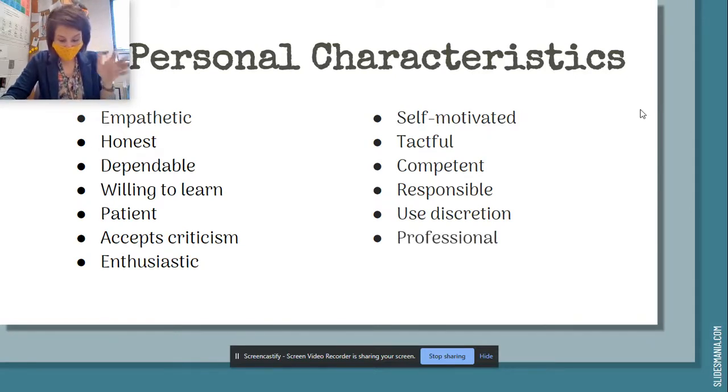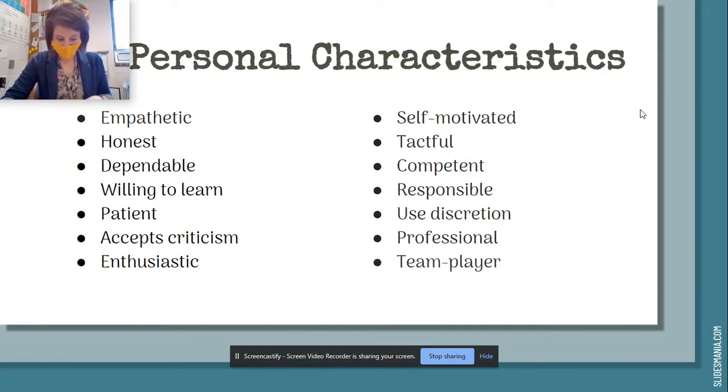Moving on, professional. We're kind of talking about that, but it means conduct, behavior, and attitude that are in line with a particular job description. So just that professional look about you, the way you act, that you're not calling people names because you're upset with them and you're not acting like a toddler. That's just being professional.